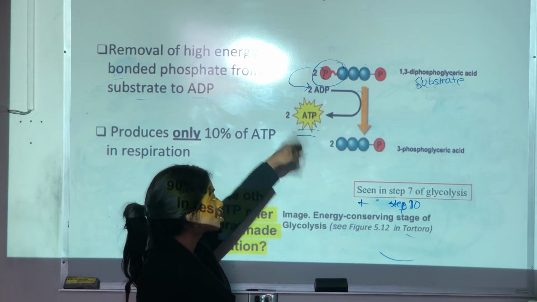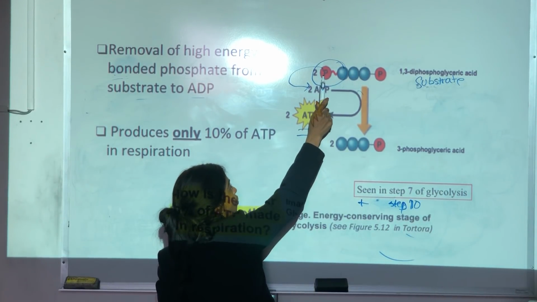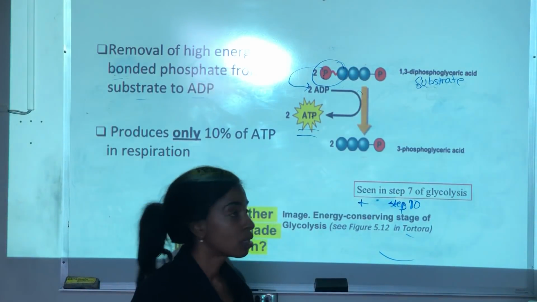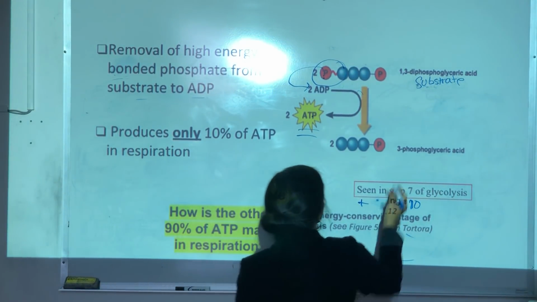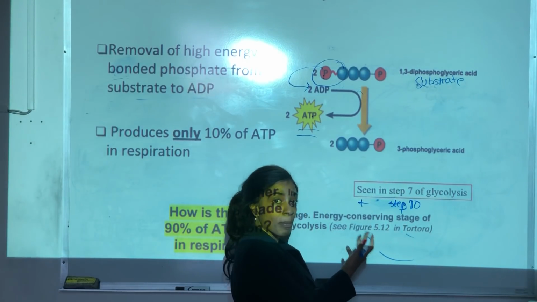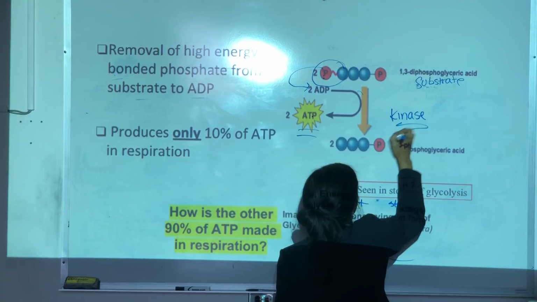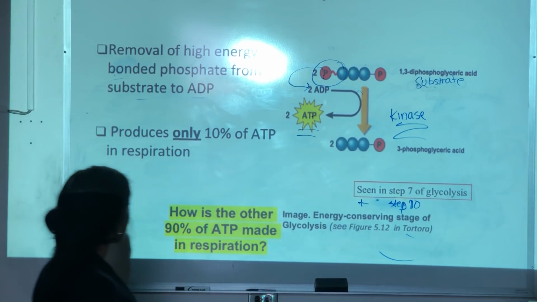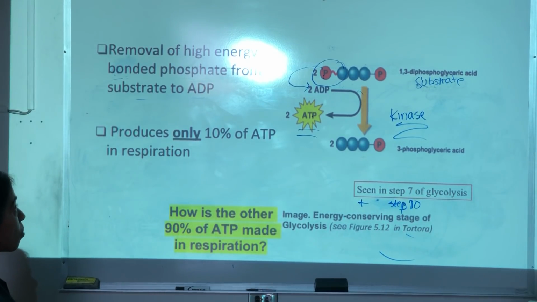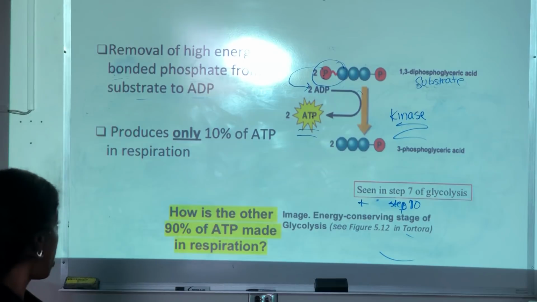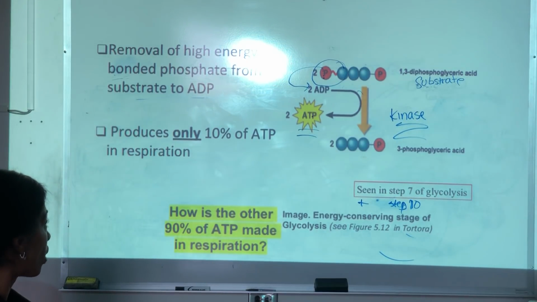So what enzyme does this transfer? We move the phosphate from here to here. What enzyme transfers phosphates? Right, so this will be a good clue. Let's say if you had a picture like this for the exam, you should know that this will be done by a kinase, right? Substrate phosphorylation only produces a small amount of energy in the cell when we're talking about respiration.